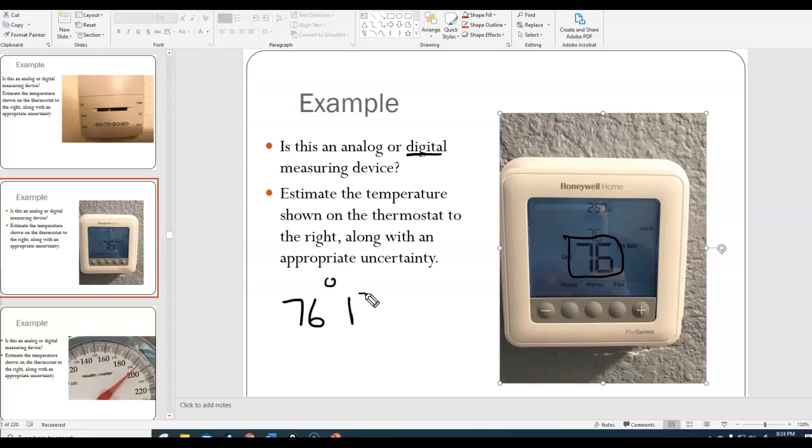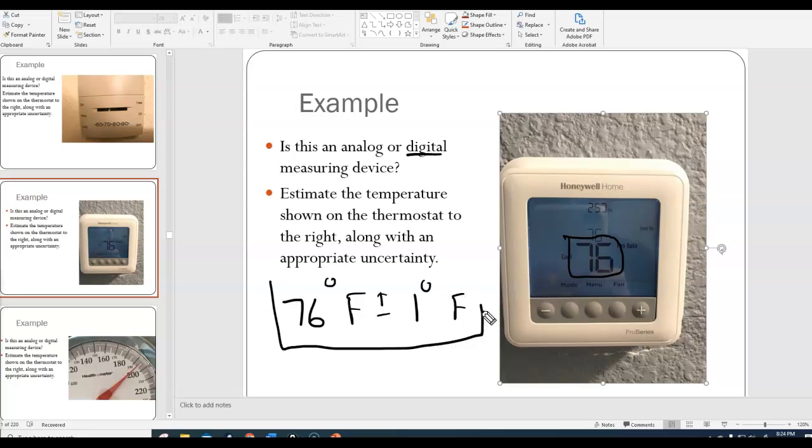Now, what would a reasonable uncertainty be? Well, I could go on the Honeywell home website and look up what the uncertainty is in this digital thermostat if I wanted to. But if I don't want to do that, because it's digital, I can assume it's plus or minus 1 in the last decimal place. And in this case, there are no decimal places, so that would be plus or minus 1 degree Fahrenheit.